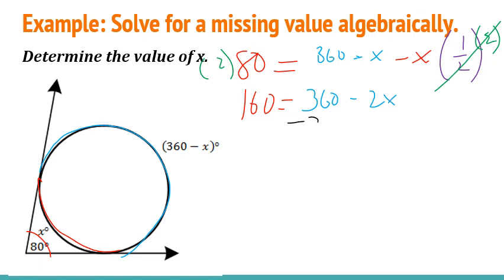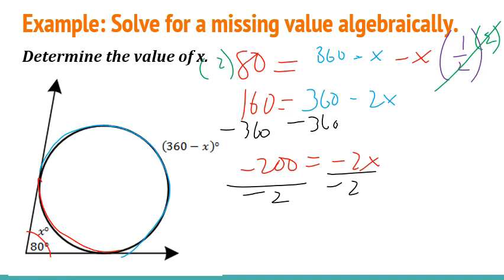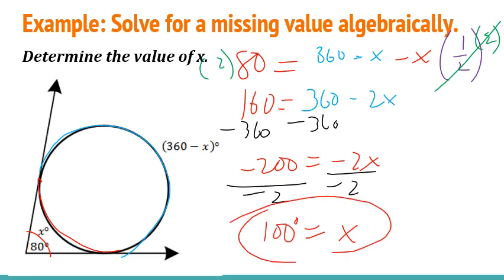So subtract 360 on both sides. So now I have negative 200 on the right equals negative 2x. Divide by negative 2. So based on this, x is going to equal negative 200 divided by negative 2. It's going to give us positive 100. Okay, totally fine way to do it.